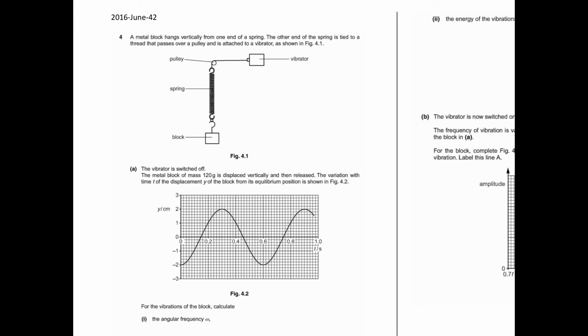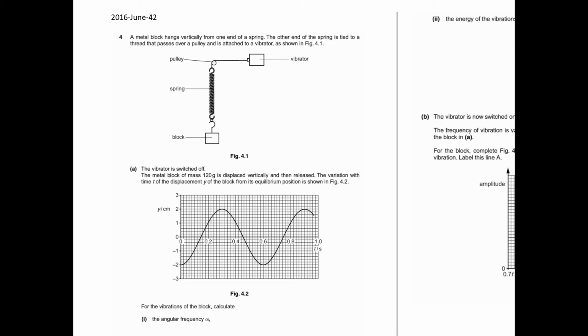Okay, so let's look at the question here. A metal block hangs vertically from one end of a spring. The other end of the spring is tied to a thread that passes over a pulley and is attached to a vibrator as shown in figure 4.1. So you can see this is the vibrator, so attached to the pulley and then spring and then the block.